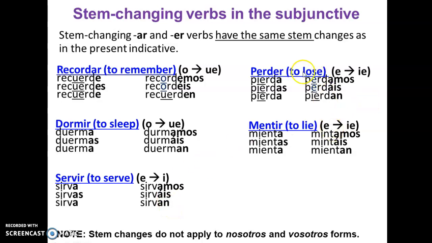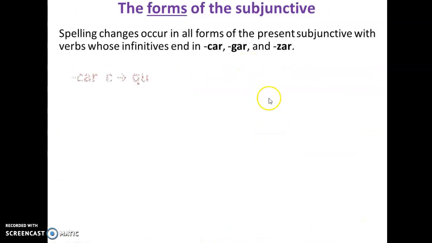And then E to IE, perder, to lose. Pierda, pierdas, pierda, perdamos. Doesn't change here. Perdáis and then pierdan. Mentir, to lie, E to IE. Mienta, mientas, mienta, and then mintamos. See, there's no IE in between, just E. And then mientan. So those stem changes do not apply to nosotros and vosotros, as you can see here.